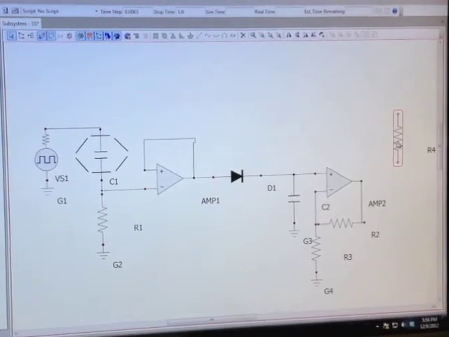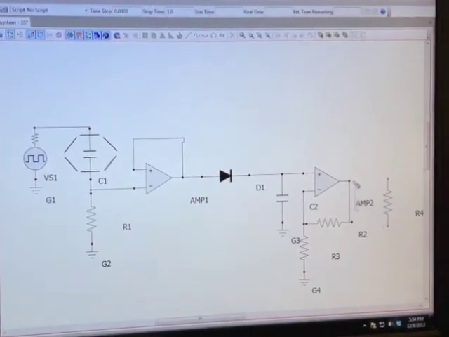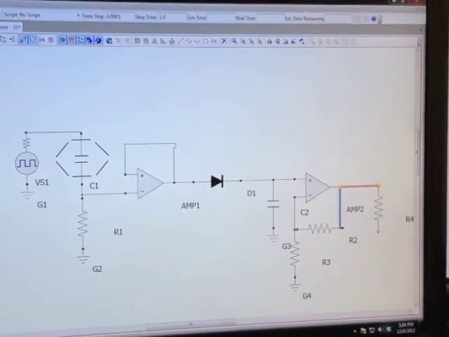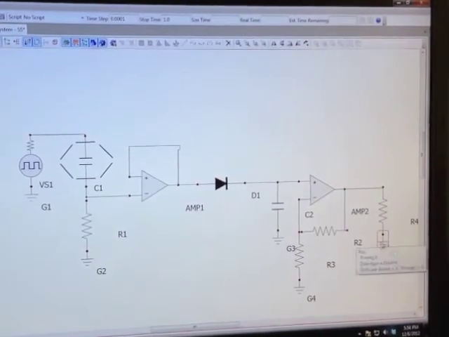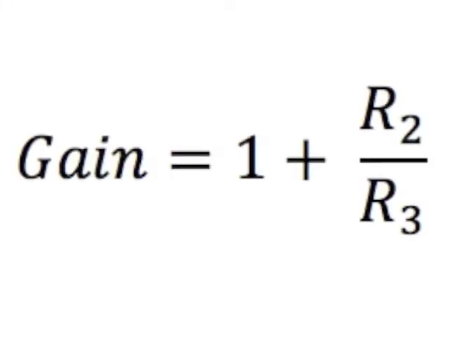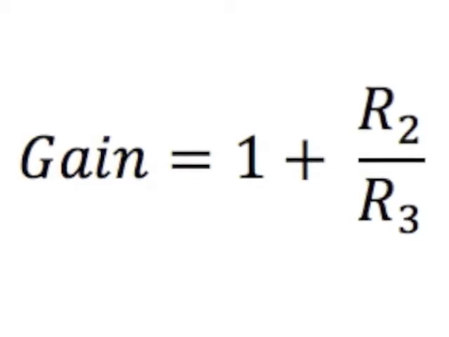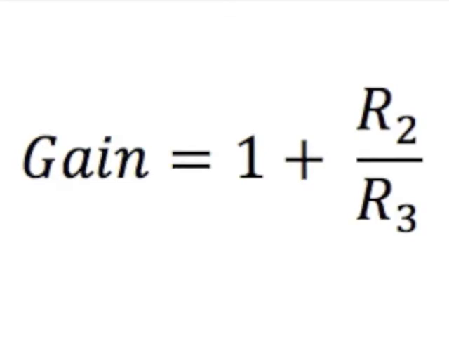Furthermore, resistor R4 is connected to the output signal, as well as an LED. The LED turns on and off depending on whether the output signal is high or low. The following equation shows the total gain of the op-amp. The gain is equal to 1 plus resistor R2 over resistor R3.